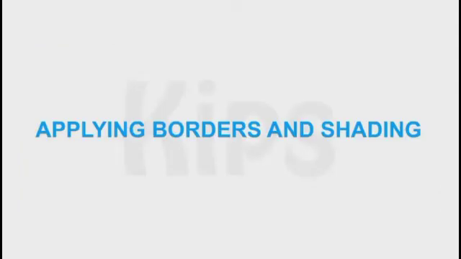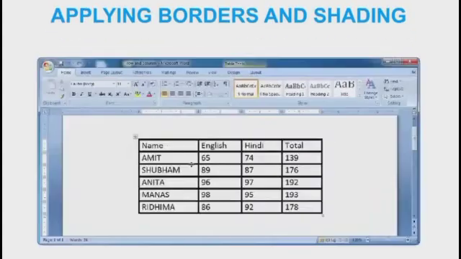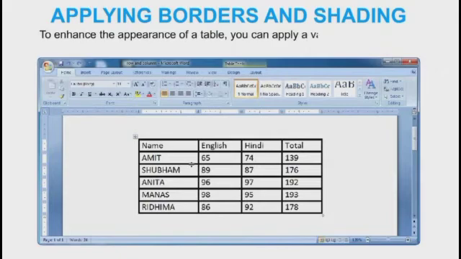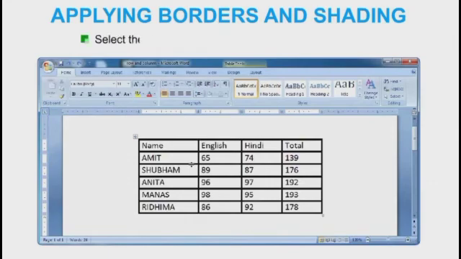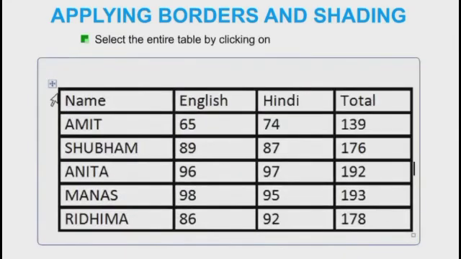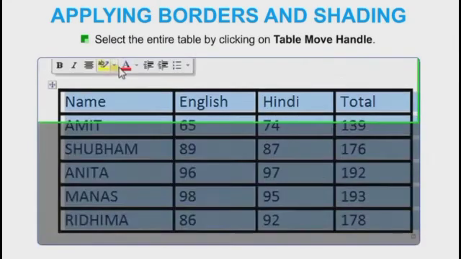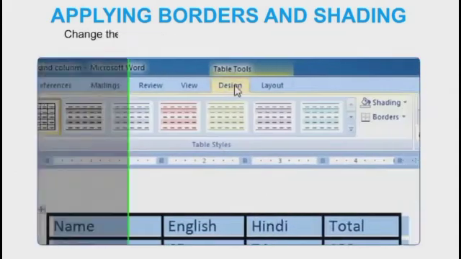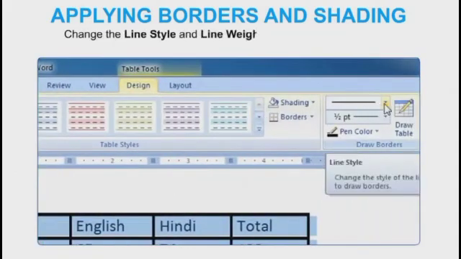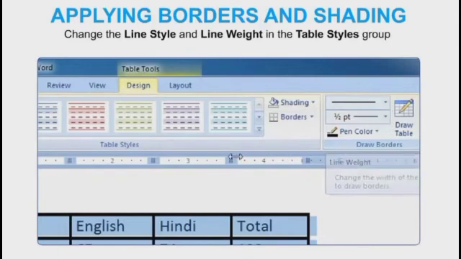Applying the borders and shading. To enhance the appearance of the table, you can apply a variety of border and shading styles. Select the entire table by clicking the Table Move handle. Change the line style and line width in the Table Style group on the Design tab.